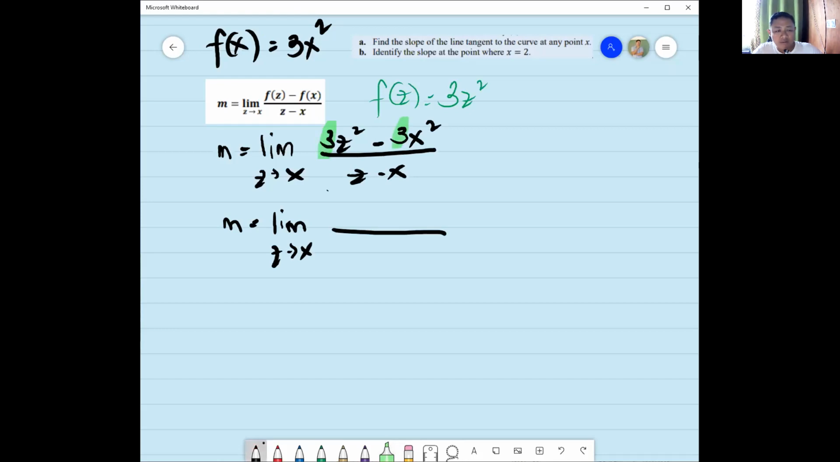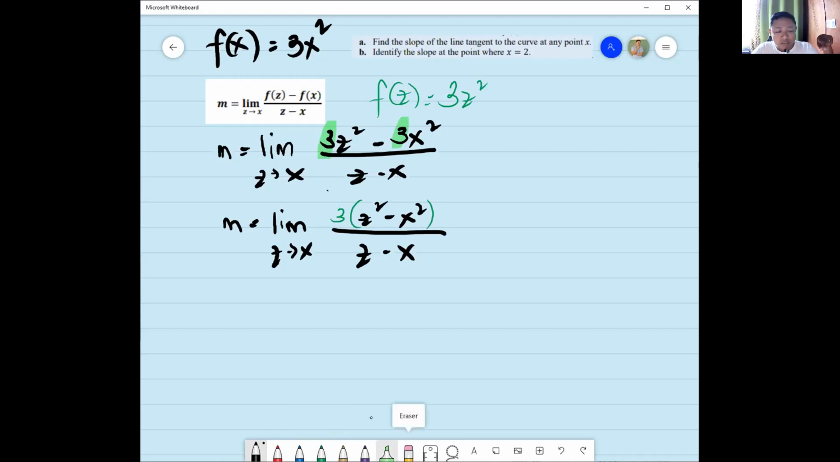Common is 3, so we will factor that out. So we will have 3 times, what's left inside will be z squared minus x squared. Can you follow? And then just copy z minus x. Z minus x. Okay?